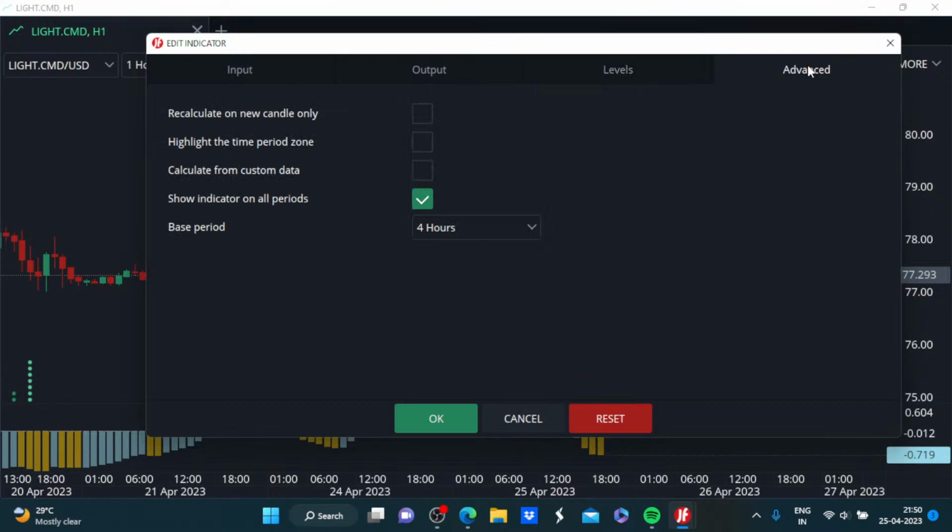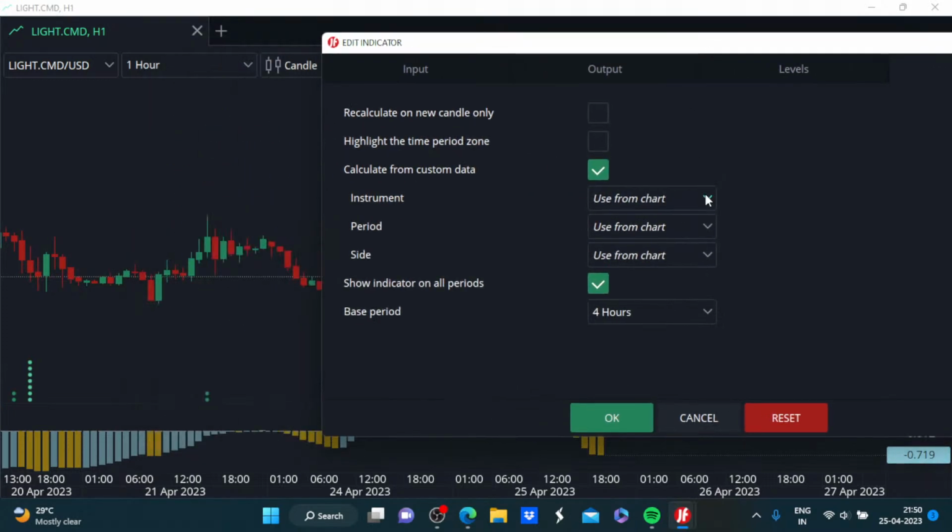Coming to the advanced editing options, we have calculate on new candle only. If you opt in for this, then the output for the current candle will get locked and it will remain the same throughout the current candle period. Then there is highlight the time period zone. You can go for it, and accordingly the calculation period will be highlighted. You can customize the calculation further.